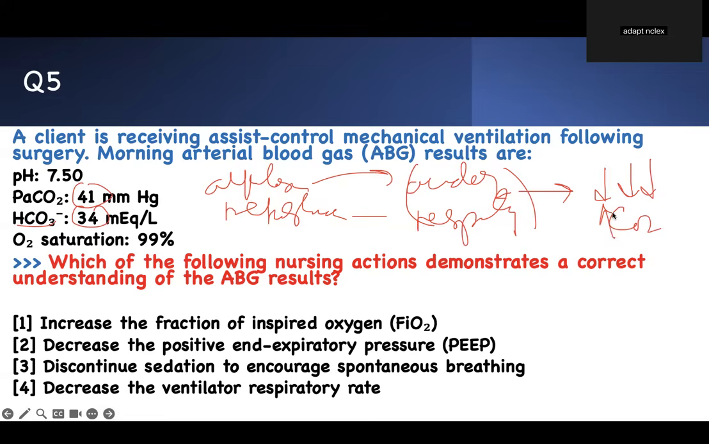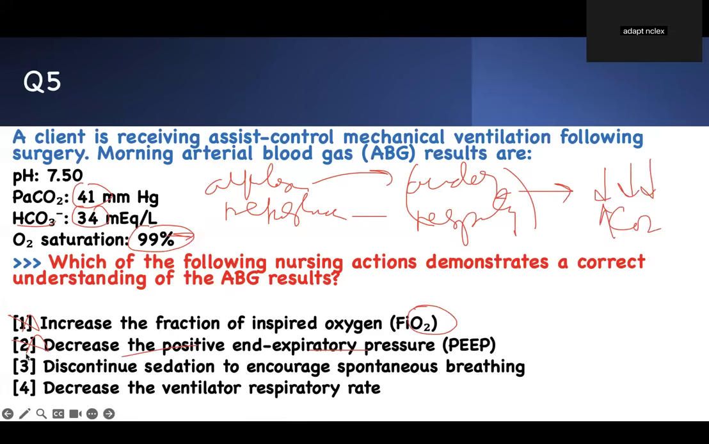Which lab work shows that FiO2, if I increase it, is going to affect your oxygenation? This is not the problem. We're looking for ventilation. If you decrease PEEP, your oxygenation goes down. So FiO2 and PEEP are responsible for oxygenation. So the test taking strategy, the question is asking you, what should you do? Our saturation is 99. That tells us there is no oxygenation problem. So by test taking strategy, 1 and 2 is gone. Now you want to figure out what do you do with the respiratory problem. Decrease sedation to encourage what?